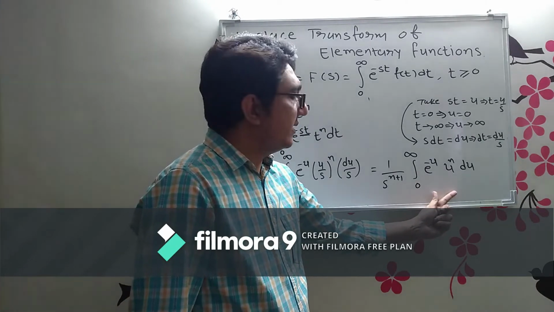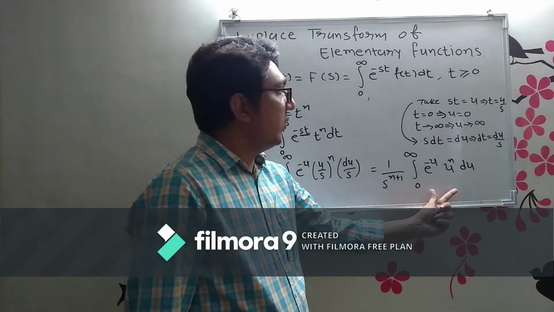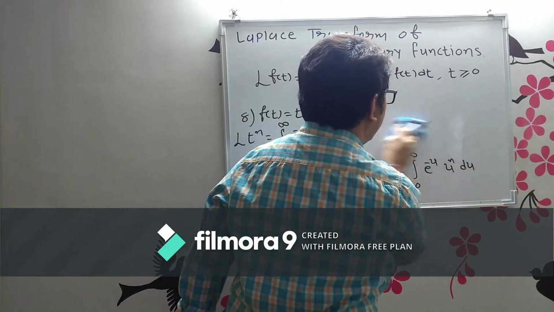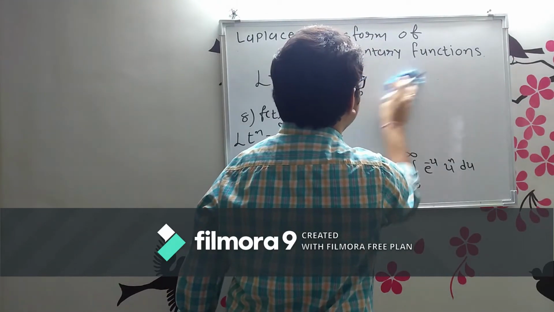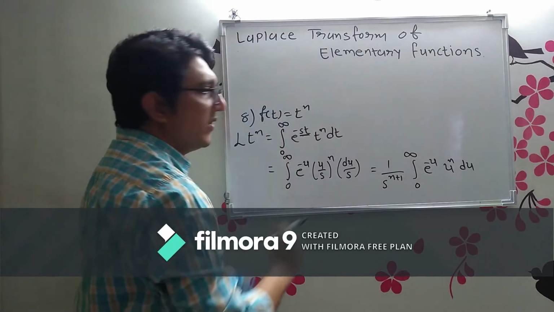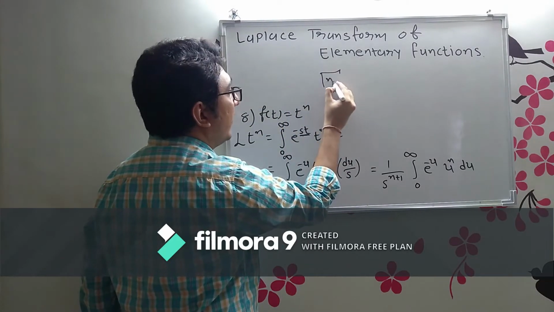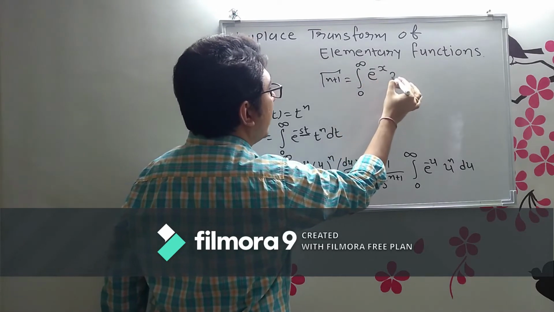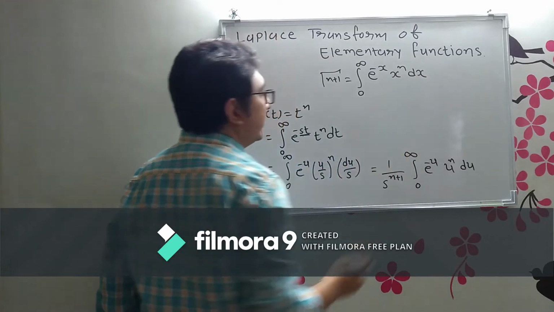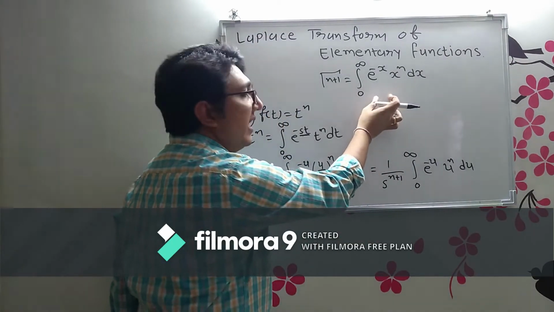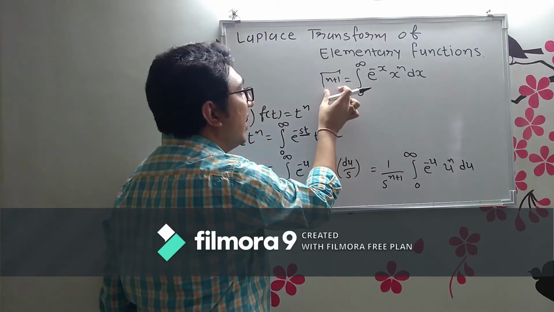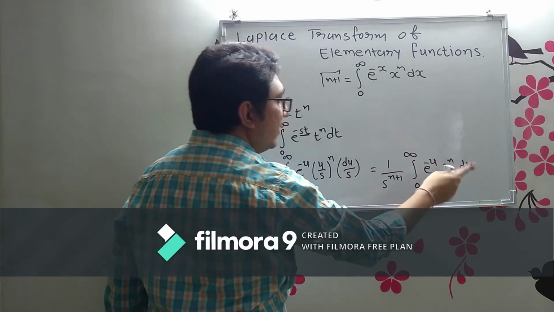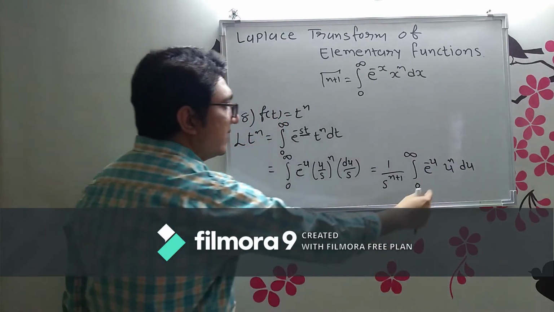Now have you seen this formula before this concept? The answer is yes, this is the gamma function. What is the formula of the gamma function? Gamma function says that gamma of n plus 1 can be written as integration 0 to infinity e raised to minus x, x raised to n dx. If you have this type of improper integration, you can write the answer as gamma n plus 1. Just look at both the integrations. Instead of x, here u is given, that's it. So this is nothing but gamma n plus 1.